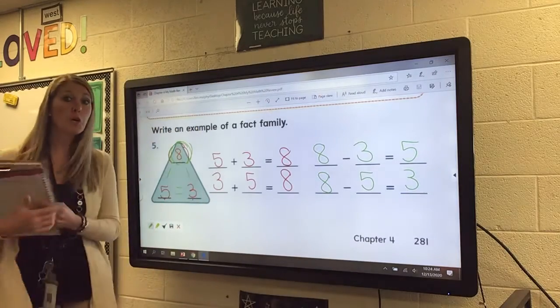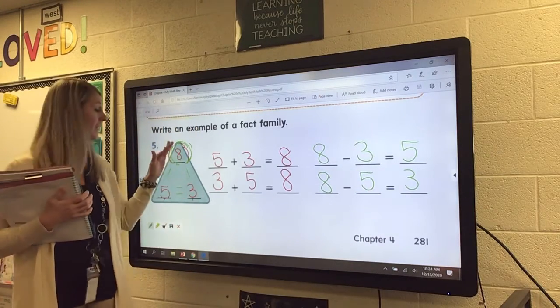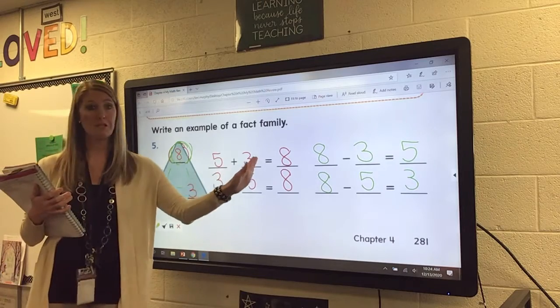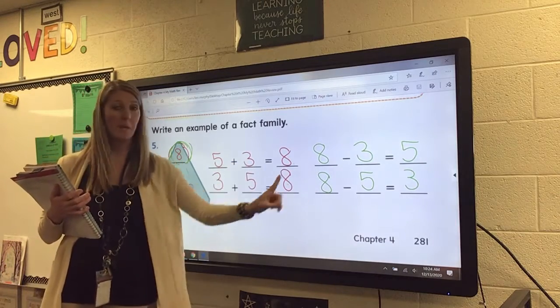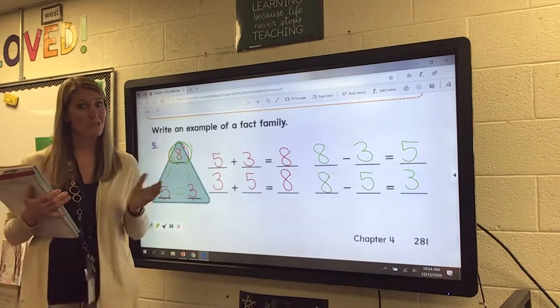All right, now you pick any three numbers, and you create a fact family first, and then do 2 addition and 2 subtraction. Make sure your parents up here have to start first in subtraction. That's just the rule.